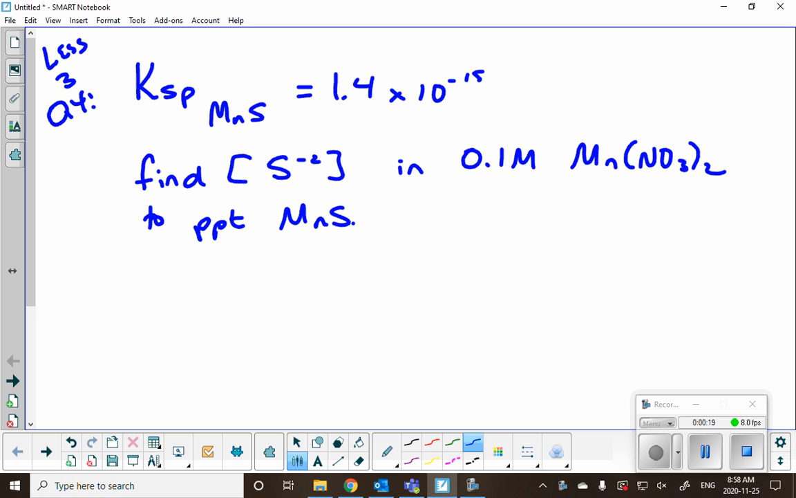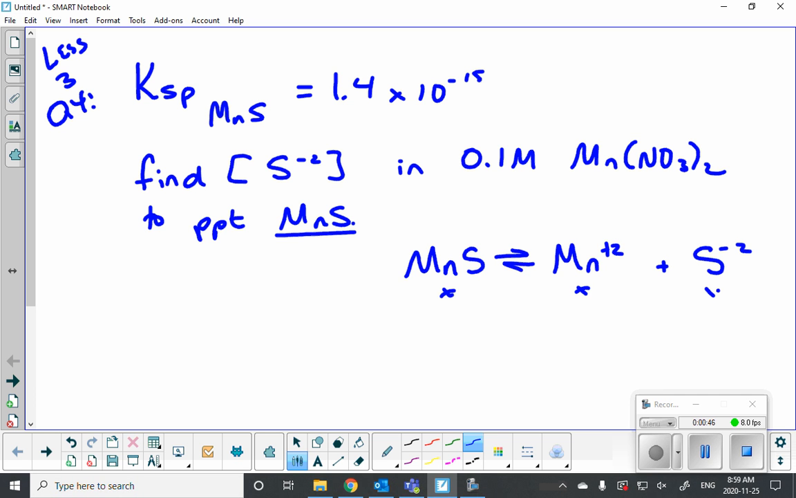So what we want to do is find out what ions are in the solution that could cause a precipitate, and it tells us that we're interested in manganese sulfide. So I know that manganese sulfide, when it breaks down in solution, would form manganese and sulfide. Manganese has a charge of +2, sulfide has a charge of -2. This is an X to X to X ratio. My KSP will be concentration of the manganese +2 ion times the concentration of the sulfide -2 ion.